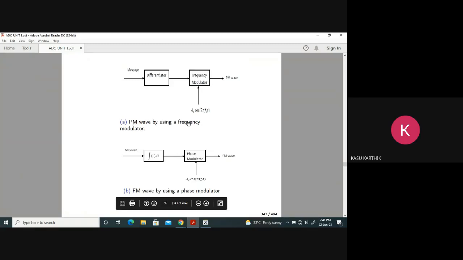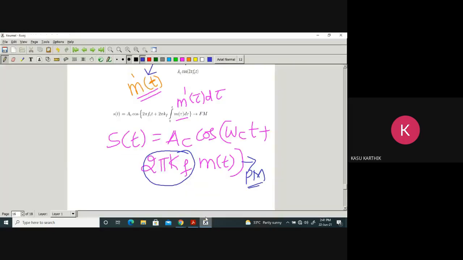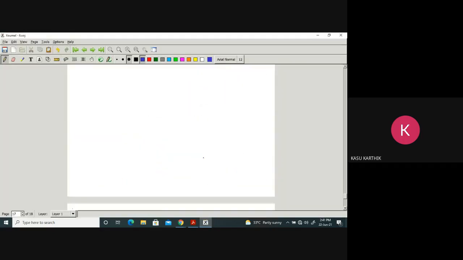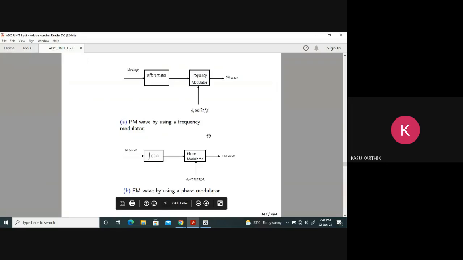Generation of a PM wave using a frequency modulator in reverse, and FM wave generation by using a phase modulator. Which means if you have one modulator, it is enough to generate both modulations. Either you design an FM modulator or a phase modulator, that's enough. We don't need separate modulators because they're very similar. So that is about generation of FM and PM by one modulator.